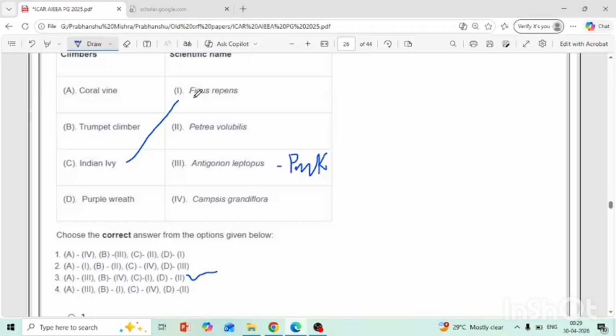And purple wreath is Petrea volubilis, Petrea having blue color flowers, belonging to the Verbenaceae family, and also used for bonsai making. So it also has several characters: blue flowers, belongs to Verbenaceae family, star shaped flower, and used for bonsai making.